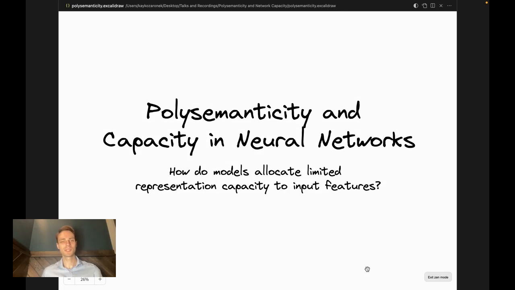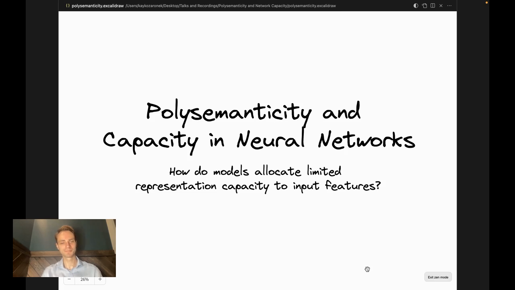Hello and welcome. Today we will talk about a paper called Polysemanticity and Capacity in Neural Networks. We will explore how models allocate limited representation capacity, and we will have a look at what polysemanticity is and how it differs from superposition.